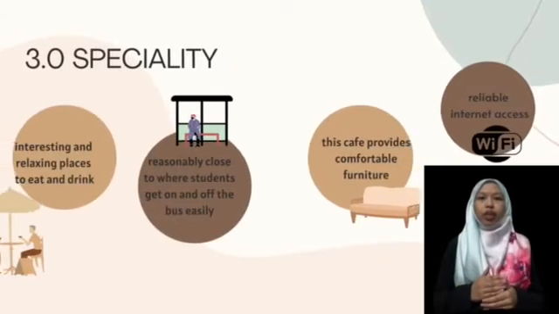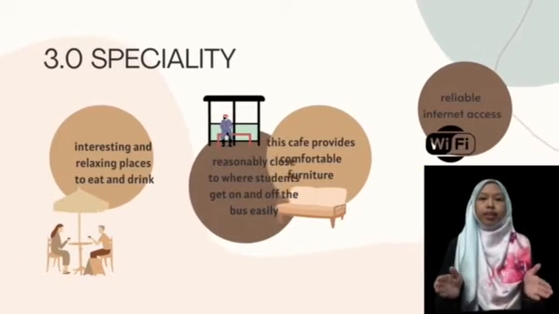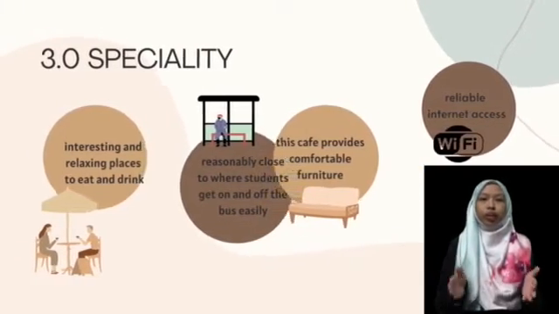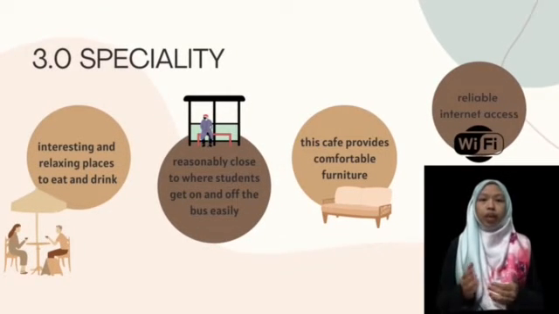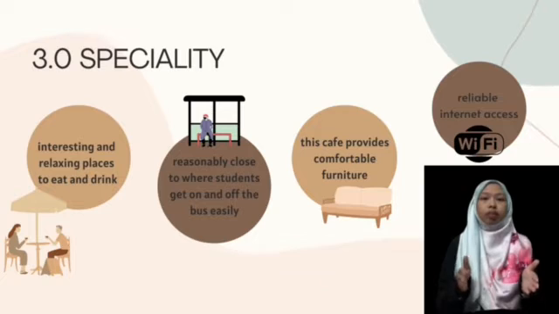Next is the specialty of the cafe. First, it is an interesting and relaxing place to eat and drink. This is because Comodo Cafe is a nice spot for a coffee, and having some coffee and a snack can keep students energized while studying. Second, it is reasonably close to where students get on and off the bus, so they do not need to walk far from the bus stop to the cafe. It is easier for them because students in college have busy schedules.